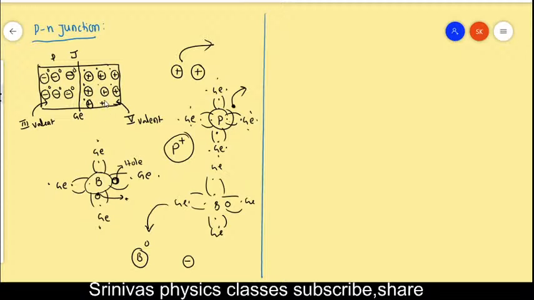An electron is indicated with a dot, and a hole is indicated with a small circle. Okay, understood. This side is the p region, this side is the n region. Is it clear, students, till now?